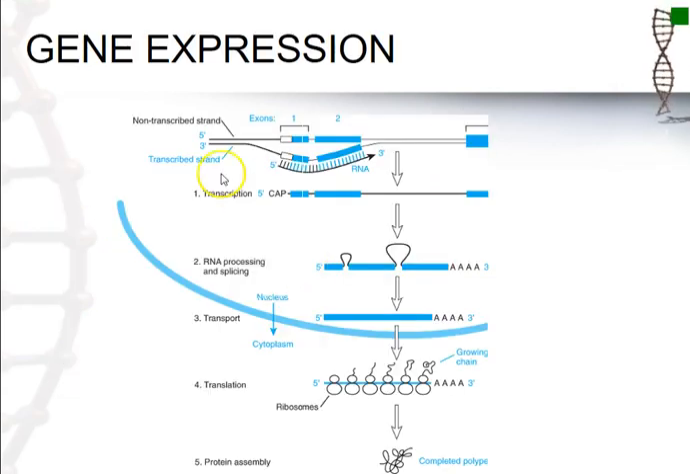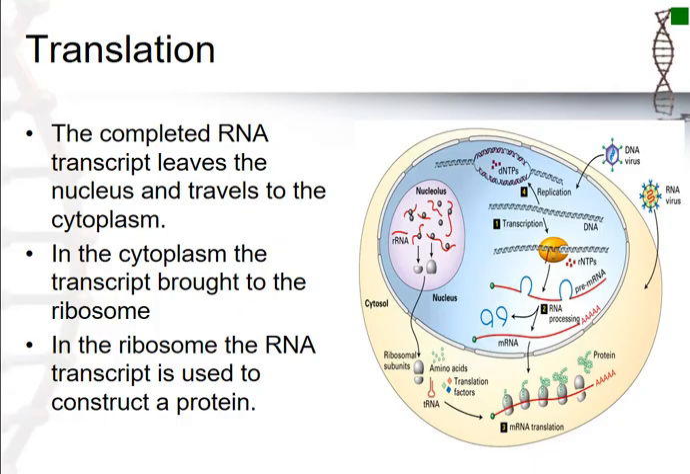Gene expression: so basically we open up a little piece of DNA, we transcribe it, we then splice out the introns, put on the 5' cap and the poly A tail, and then that goes out into the cytoplasm, and this RNA is used as a template to make a protein. Translation: the completed RNA leaves the nucleus, as I said, and goes out into the cytoplasm, where the transcript is brought to the ribosome, and the ribosome is where the translation occurs.